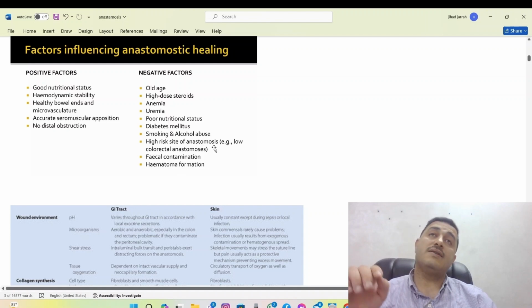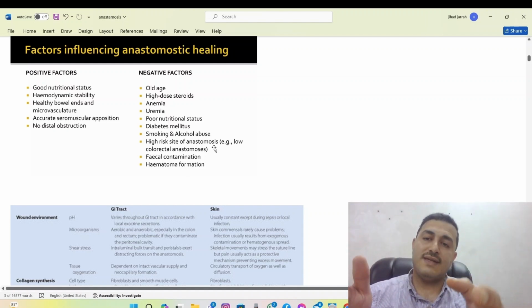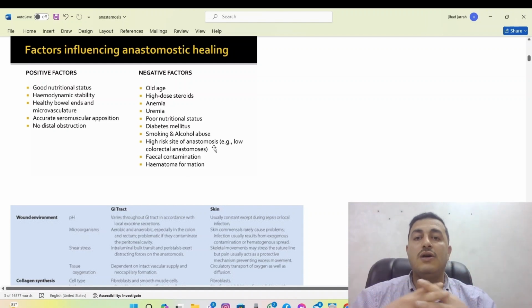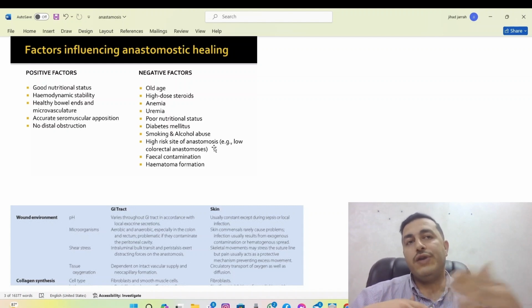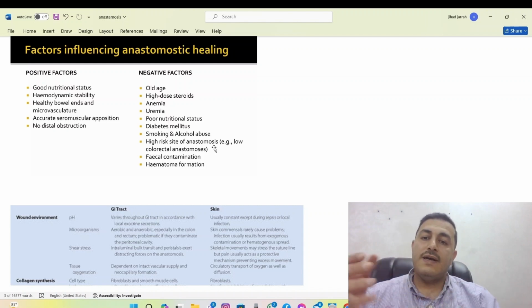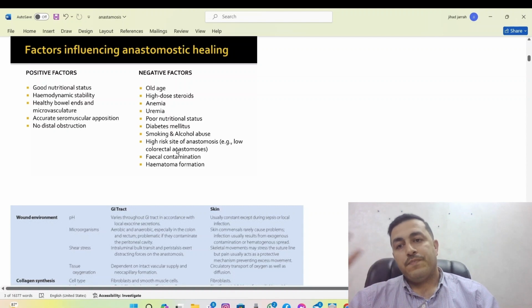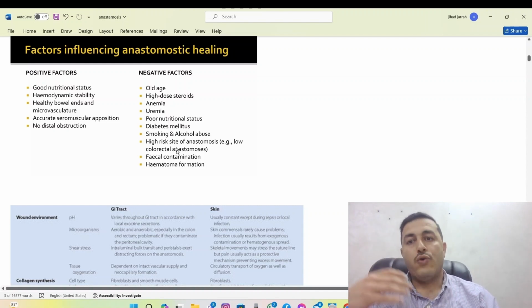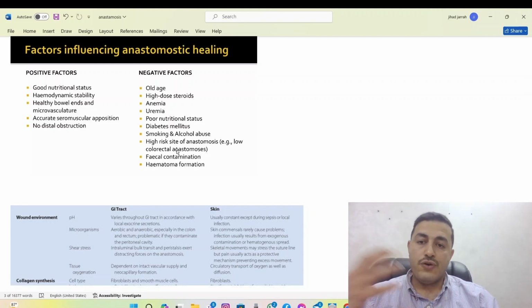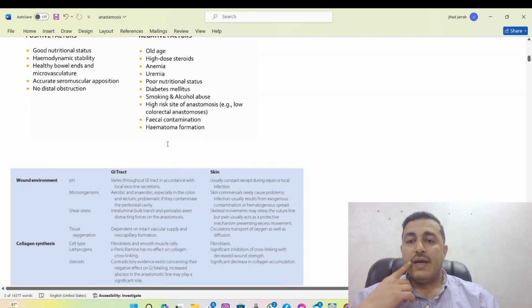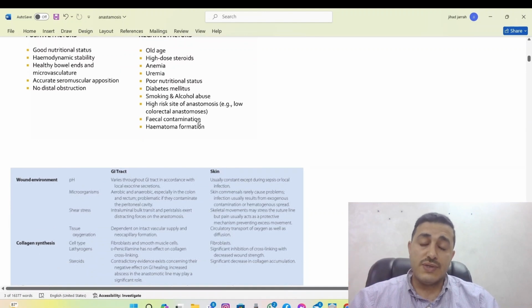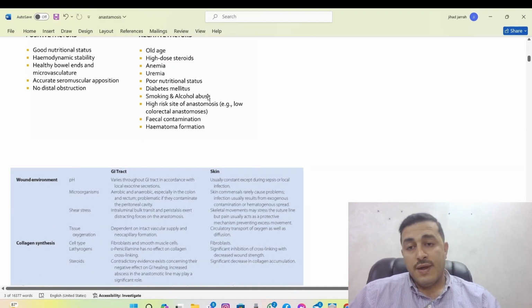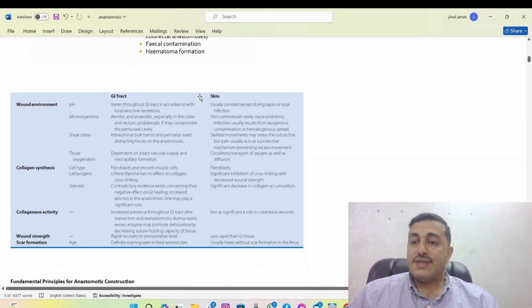Also, high risk anastomosis. The more distal the anastomosis, the higher the risk of non-healing or leak. So colorectal anastomosis is a negative factor for healing when we compare it to small bowel, for example. Hematoma formation and fecal contamination are also negative factors. You are not going to construct an anastomosis with fecal peritonitis, for example.